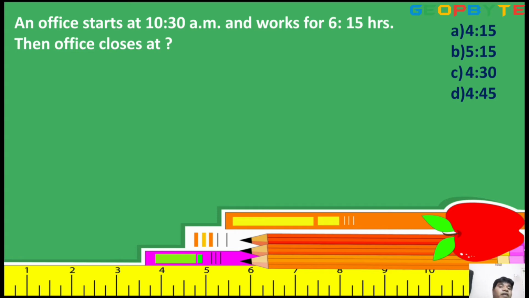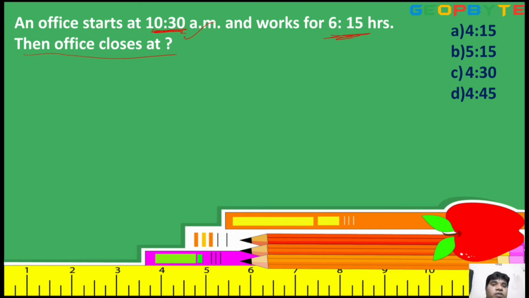A number of times repeated problem, you can observe this question. An office starts at 10:30 a.m. and works for 6 hours 15 minutes. The office closes at what time? This type of question has been given 3 times. Here I mentioned only one time, the remaining questions are in the practice sessions.